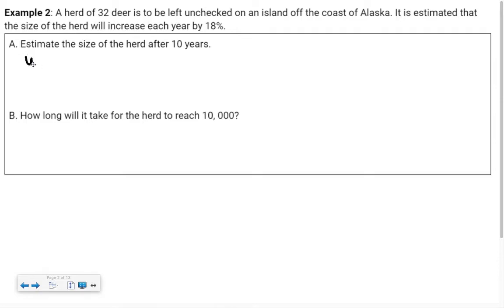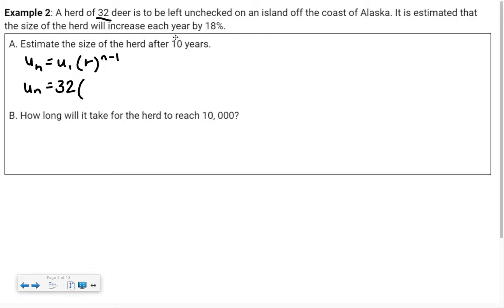So I'm looking at Un equals U1 times r to the power of n minus 1. So my U1 here is going to be the first term of my sequence. And in this case, when we're looking at geometric growth, we're looking at the first number that we start with. So we're starting with 32. That's your initial population there. Our r value here is going to be our common ratio. So it's what we're multiplying each term by to get the next term in the sequence.